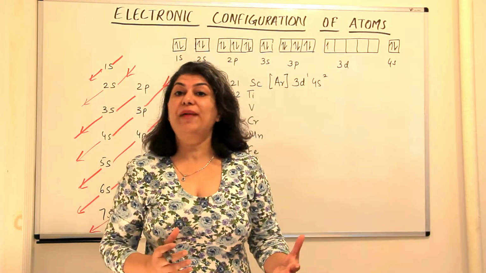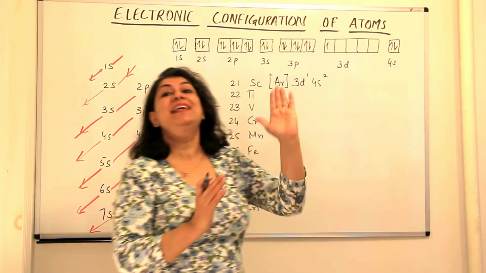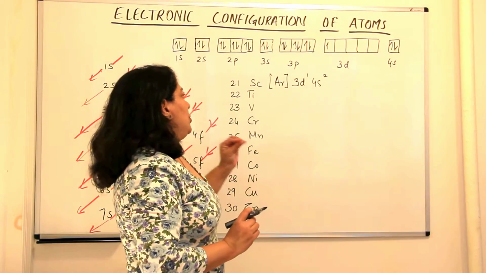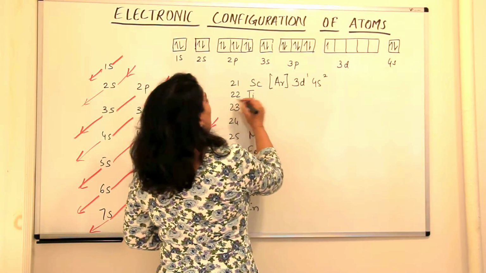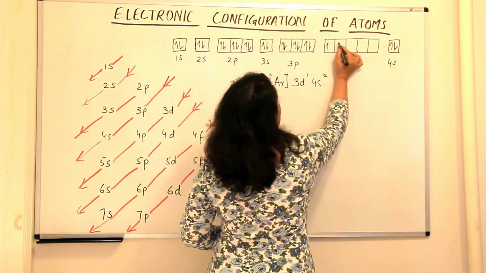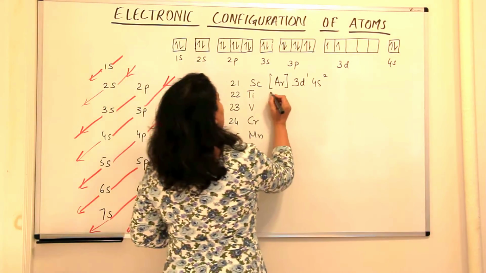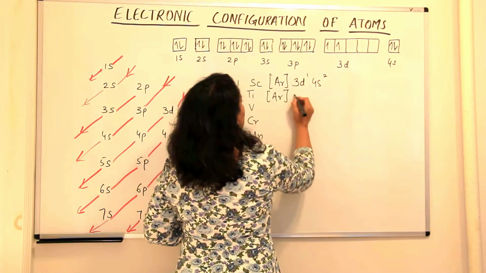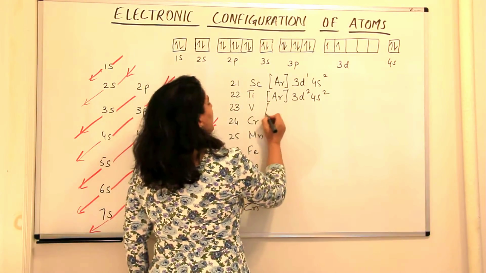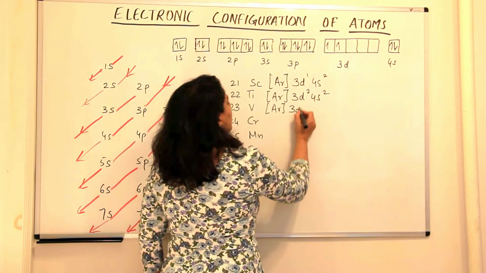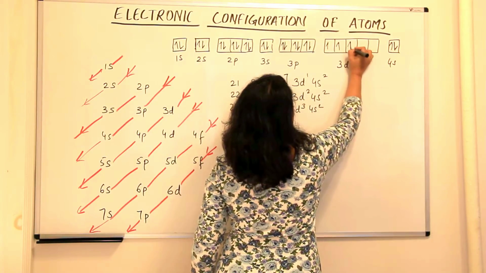Then, according to Hund's rule of maximum multiplicity, what would we expect? We would expect these 3d orbitals to be singly occupied first. Let me do the next two and then I'll explain something. Titanium has 22 electrons, therefore the 22nd electron goes to the second 3d orbital. So it would have the configuration argon, 3d2, 4s2. Now vanadium would be argon, 3d3 and 4s2, because 1 more electron moves here.